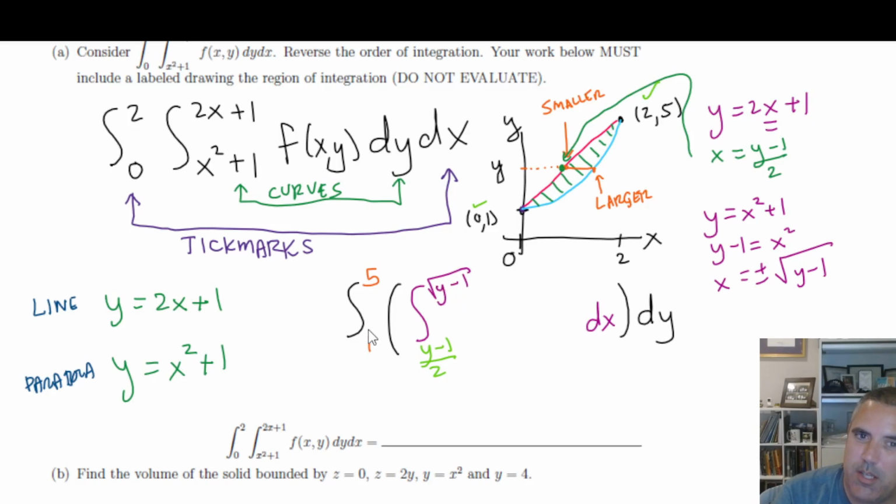And you could plug in numbers. When you plug in a 1, you get a 0. When you plug in a 5, you get a 2. When you plug in something in between, like a 2 or something, you should see that when y equals 2, this number is bigger than this number. One of them's a half, one of them's just 1. Okay, that was what that problem was.